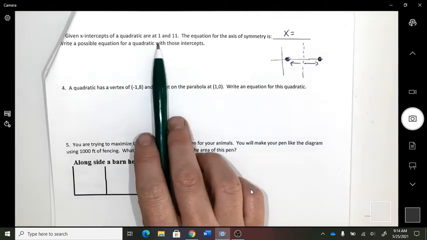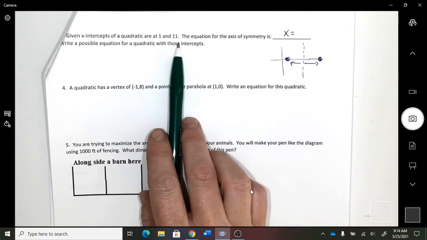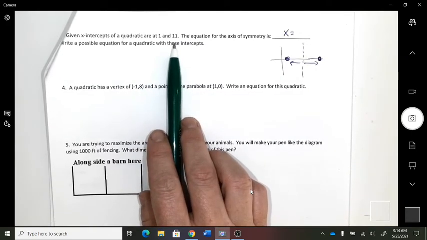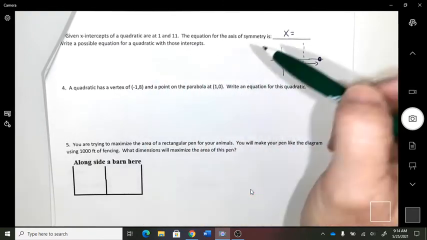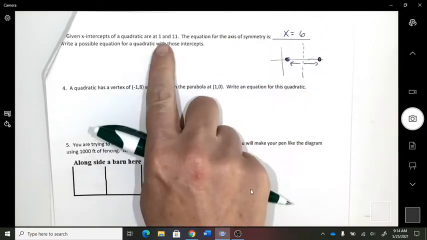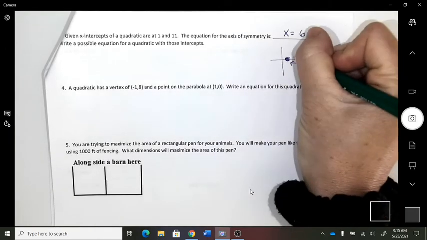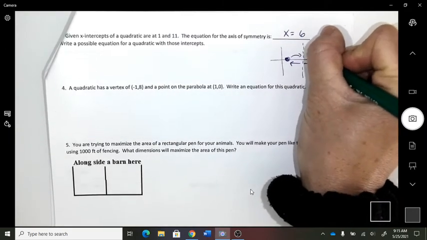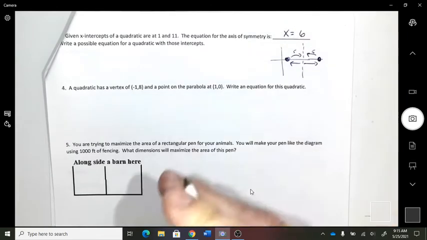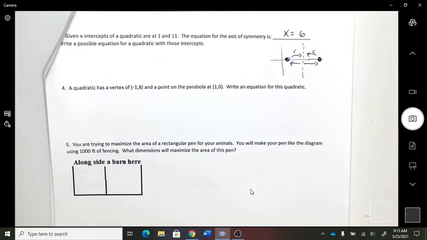You could do two things here. You could say what's 1 plus 11, 12, averaged is 6, right? You could do it that way. Or you could say from 1 to 11, there's a distance of 10, which means you have to go 5 in each direction. So 1 plus 5, or 11 subtract 5, meets at 6.